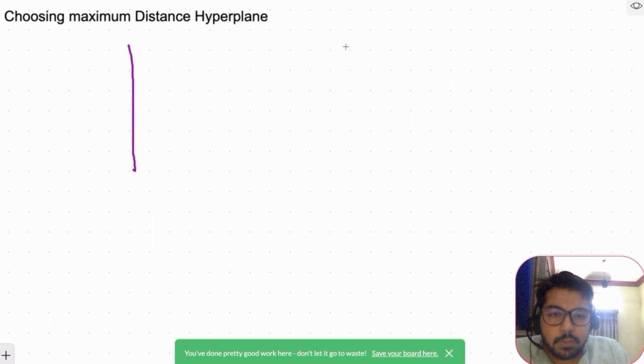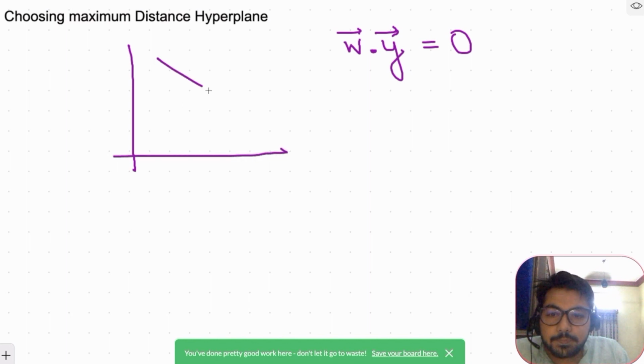We know that the equation of the hyperplane is the dot product of the weight vector and the y vector is equal to 0. This is the equation of the hyperplane which is available here. Anything below it belongs to class 1, anything above it belongs to class 2.